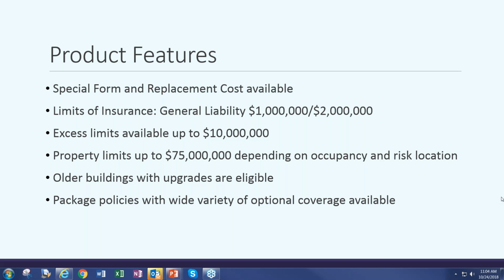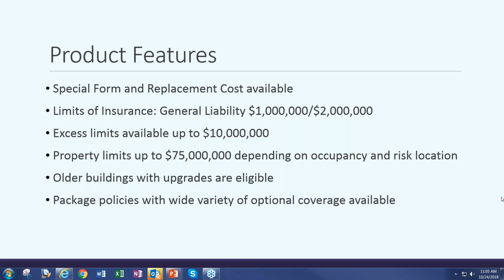But they're looking for updates to be within 25 to 35 years. It's going to vary by carrier, but that's generally the span on an older building. Obviously, if it's a newer building built within the last 35 years, then you're good. You're most likely going to be able to qualify for special form replacement costs. But again, like I mentioned, we are able to offer basic ACV, for a specific risk for a certain reason if need be. Our standard limit is 1.2 for the GL.